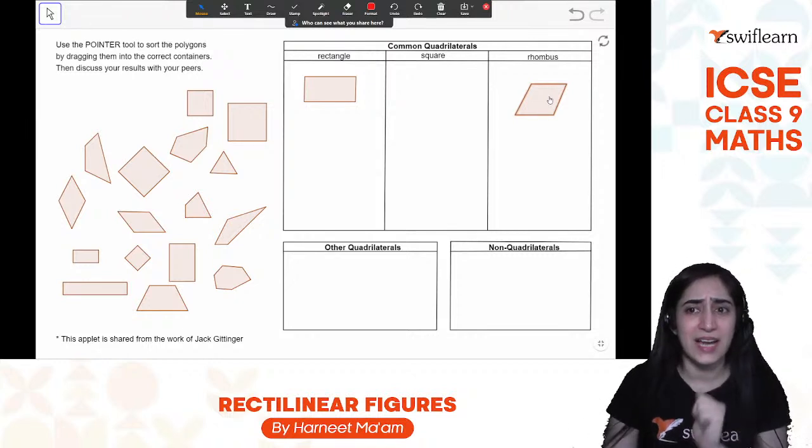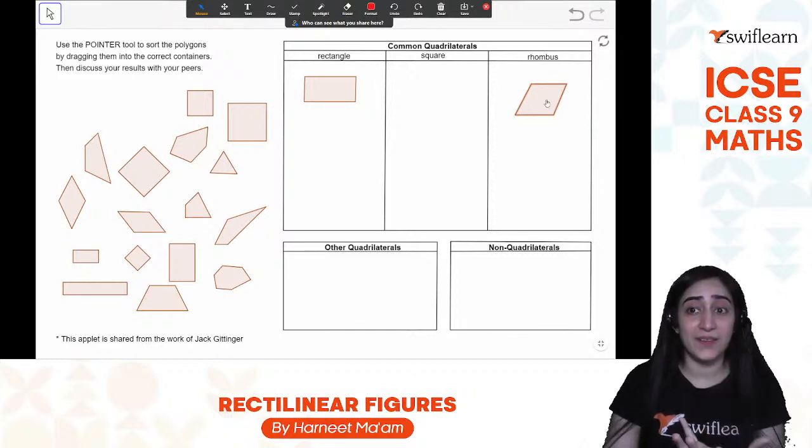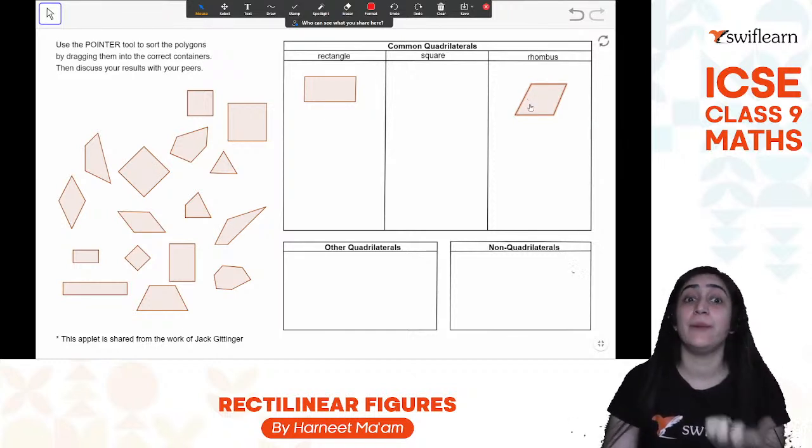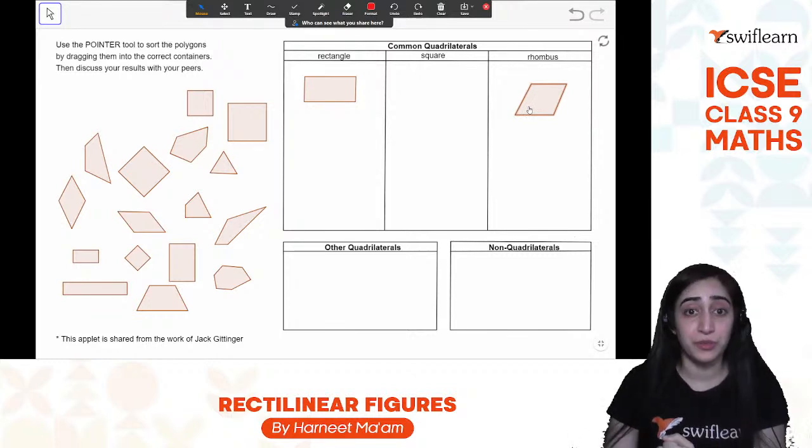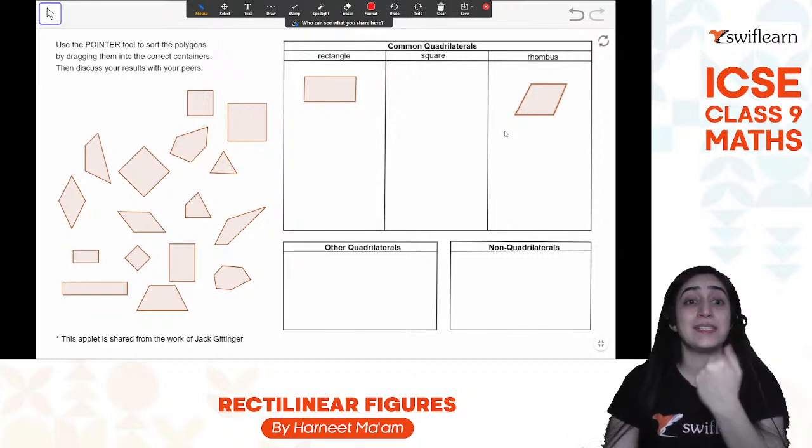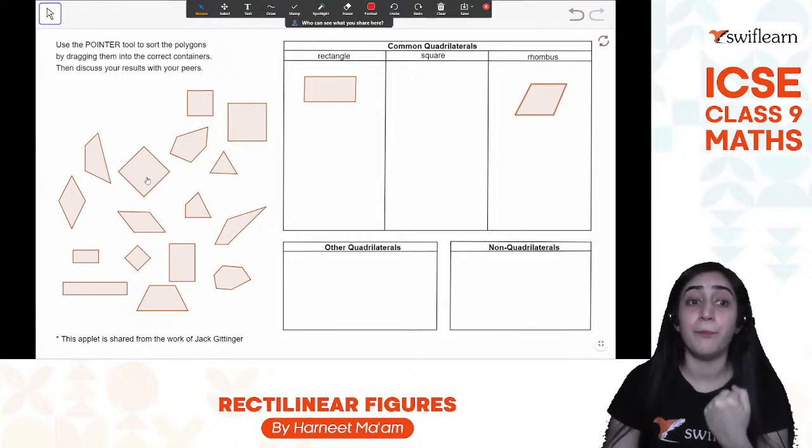How about this? Is it a 90 degree? Do you think it's a 90-degree angle? No. Opposite sides, are they all equal? Yes, they are. So it comes into the category of rhombus. When I say the opposite sides are equal, then it comes in the category of parallelogram.